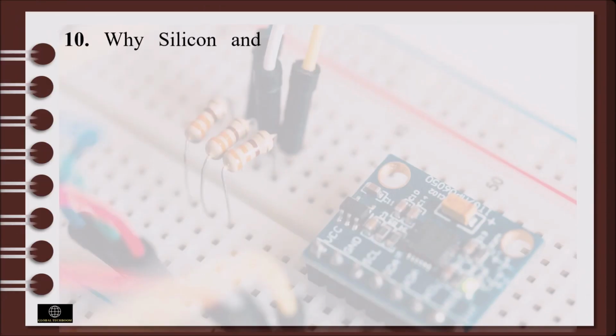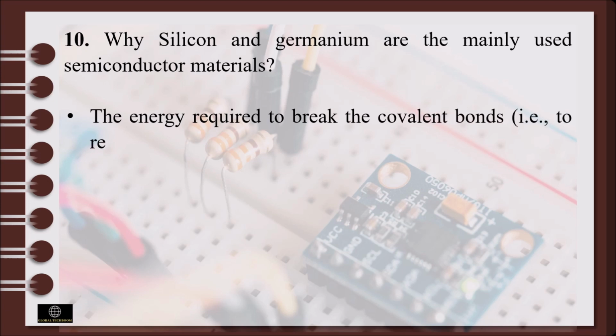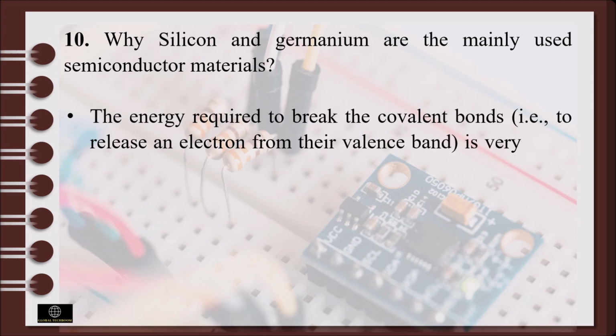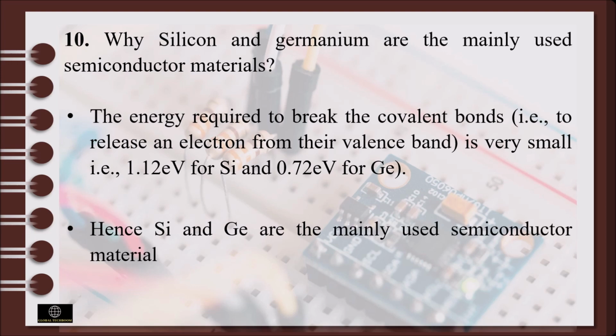Why are silicon and germanium the mainly used semiconductor materials? The energy required to break the covalent bond, that is, to release an electron from the valence band, is very small, that is 1.12 electron volt for silicon and 0.72 electron volt for germanium. Hence, silicon and germanium are the mainly used semiconductor materials.